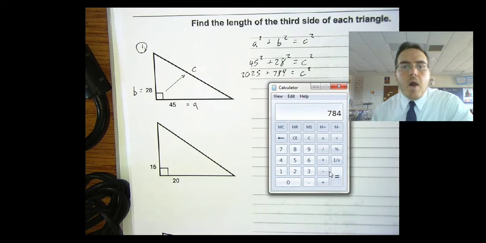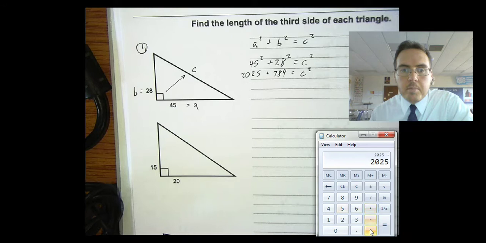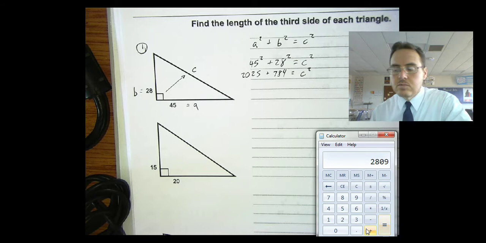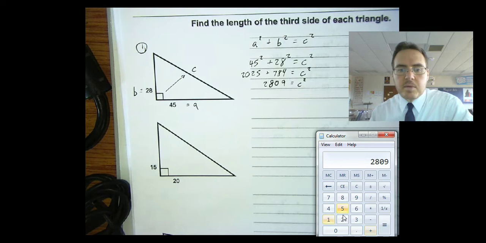Let me move this out of the way. All right, so now let's go ahead and add these up. So 2025 plus 784 equals 2809. Double checking: 2025 plus 784. I always double check. Doesn't take any time. Okay, so I'm sure about that. Last step.